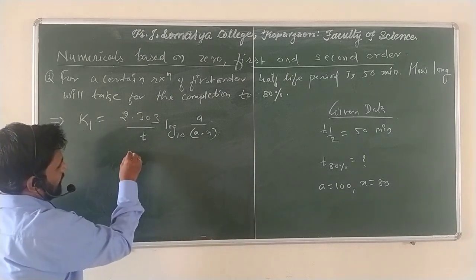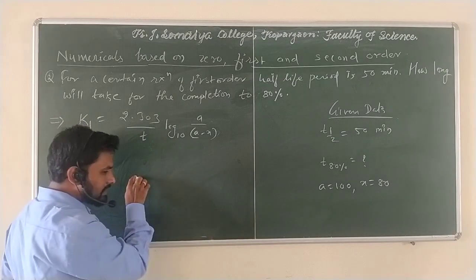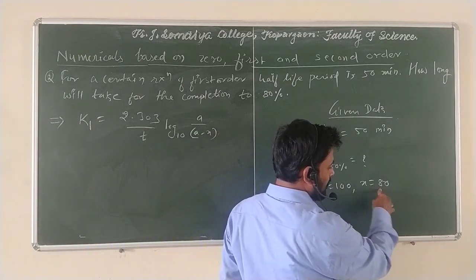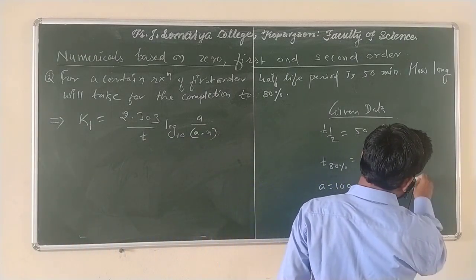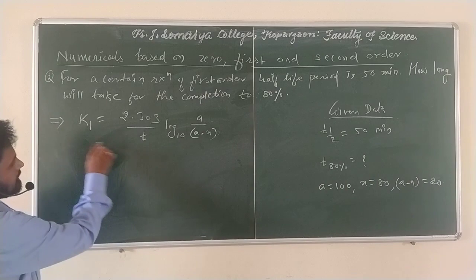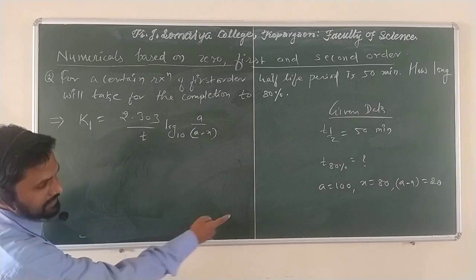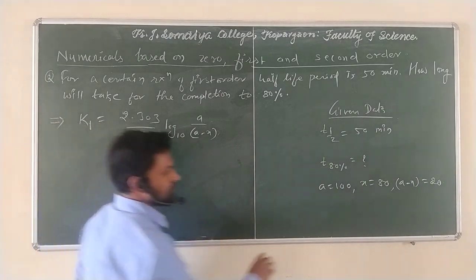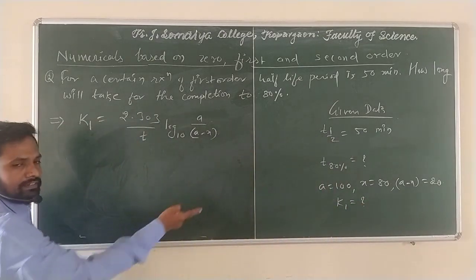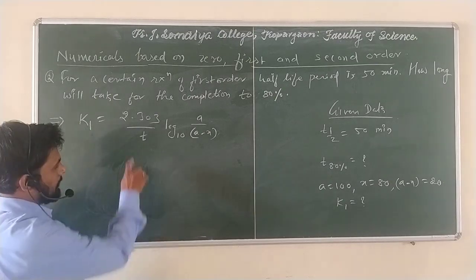A equal to 100, 80% is already completed, means product is 80. What is remaining in the reactant? That is 20, because initially we have taken 100. Therefore here A equal to 100, X equal to 80, and A minus X, the remaining, will become 20. For this you have to calculate the time. But before calculating the time, what do you require? You require K1. Is K1 given? No. K1 can be calculated by means of T half. First K1 should be calculated, and once you have calculated K1, then you calculate the time for 80%.